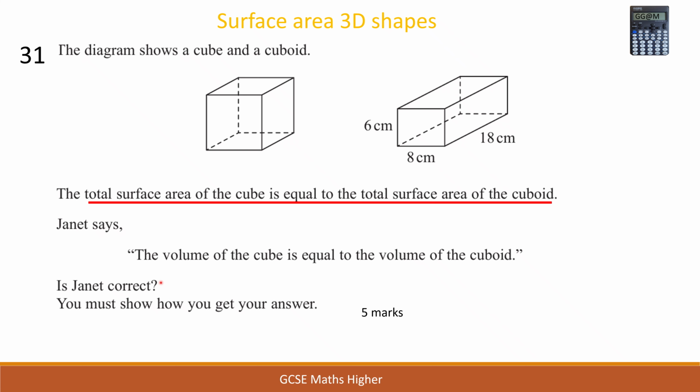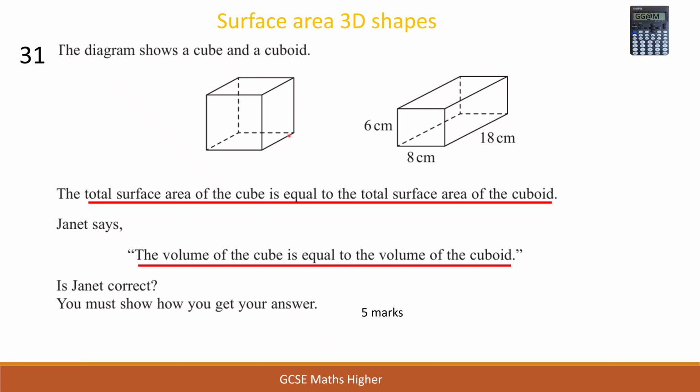Janet says that the volume of the cube is equal to the volume of the cuboid. So remember, to work out the volume of a cuboid, it's the length times the width times the height. So these 3 measurements multiplied together. On a cube, it's going to be this distance times this distance times this distance, which will be exactly the same. But you'll be able to work out what that distance here is once you know the surface area of this shape, because then you can work out the length once you've worked out the surface area of this shape.